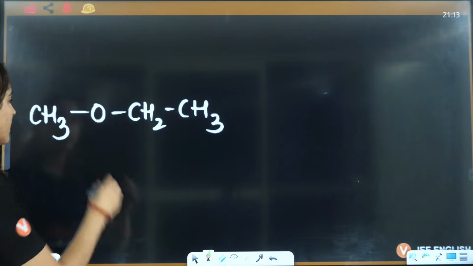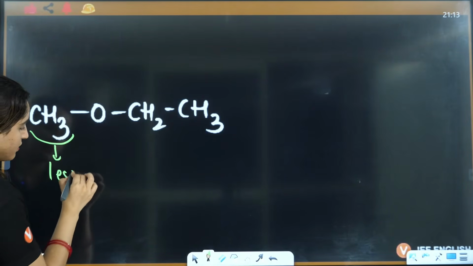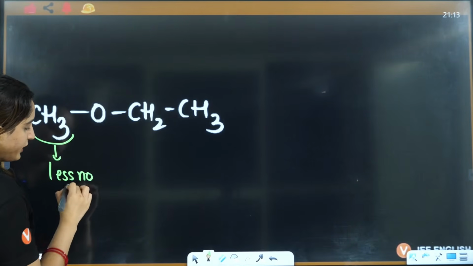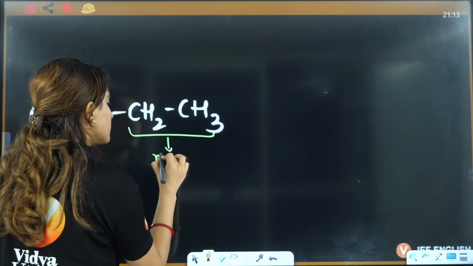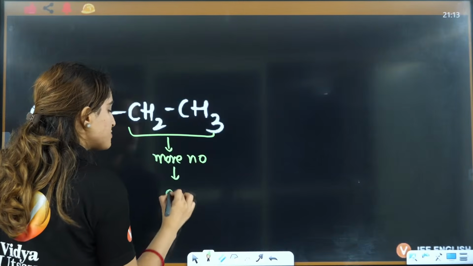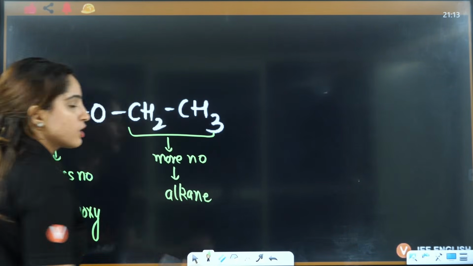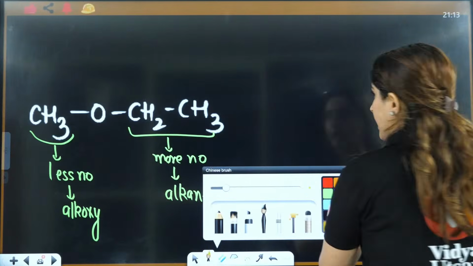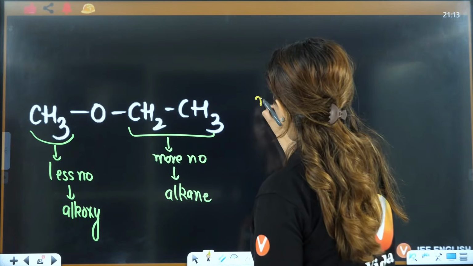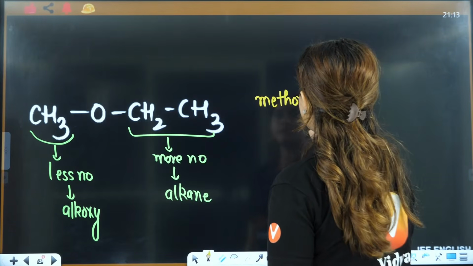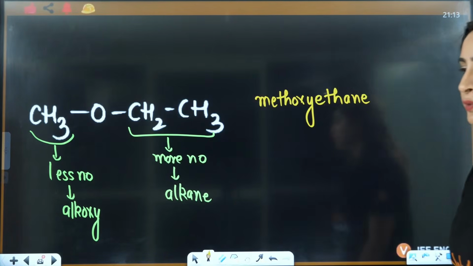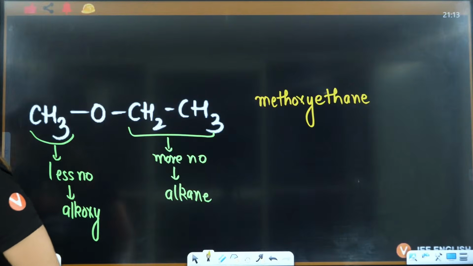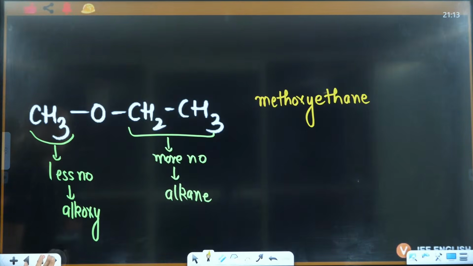But here what you will do? This one has fewer carbons, so it will become alkoxy. This has more carbons, so this will become alkane. So what you will have here? Alkoxy alkane. That means methoxy, and this is ethane. Methoxyethane is going to be the correct answer here. Okay? Yes, everyone? Is there any problem in this one?